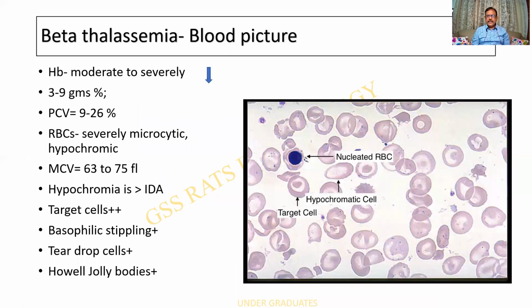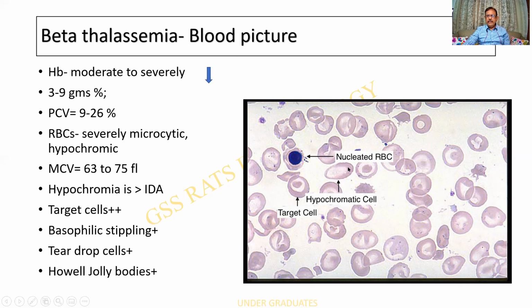Blood picture. This is definitely mandatory in hematology. The hemoglobin is moderately or severely decreased. So there is an anemia. What is the type of anemia? You find the hemoglobin is 3 to 9 grams. PCV is also correspondingly decreased. The RBCs are microcytic. So these are all cells which are small, microcytic, hypochromic. You look at the pallor of the cells. You find that the cells are pale. This is a hypochromic cell that I'm seeing.